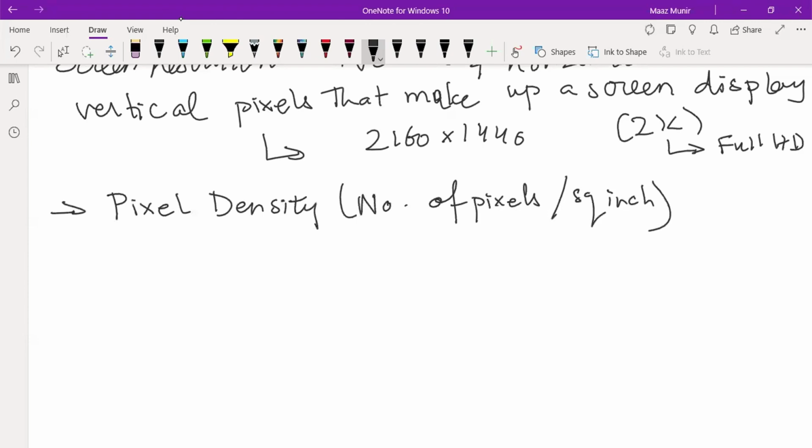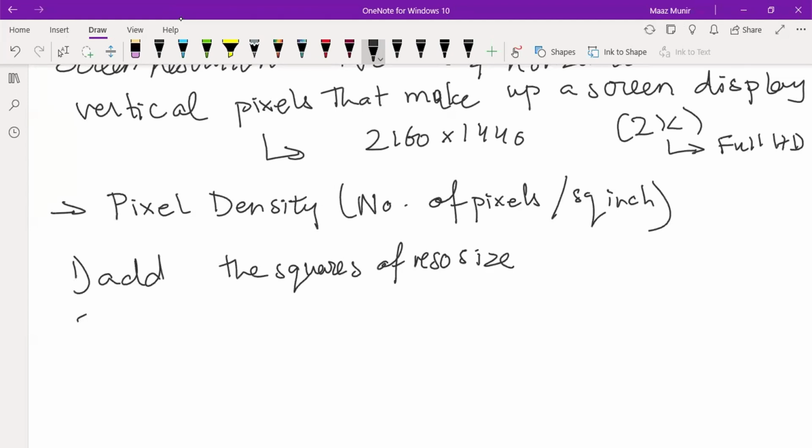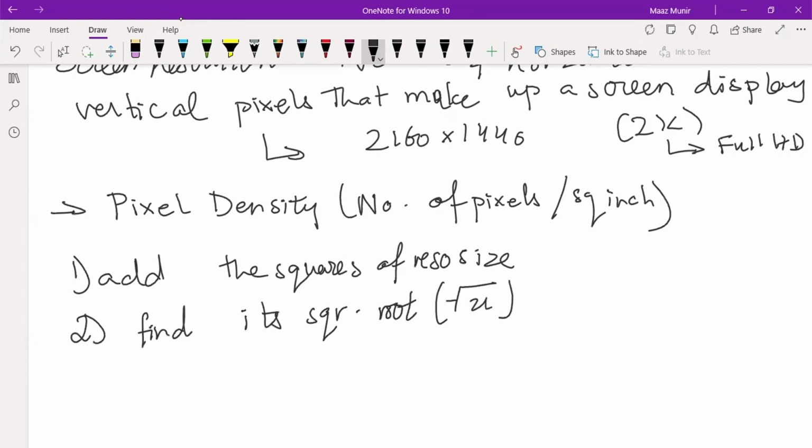To calculate this, step number one, add the squares of the resolution size. Step number two would be to find its square root. I would do the example, just give me a minute. Square root is basically this symbol, the under root or square root. And the third step is to divide by the screen size.